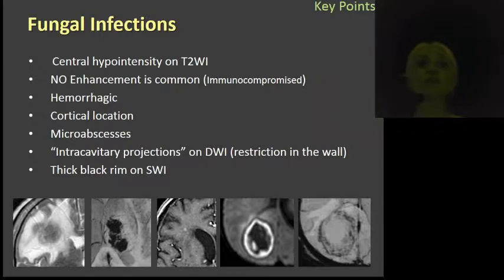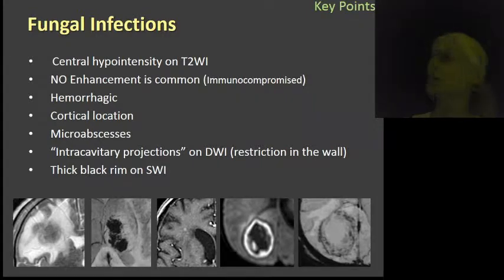This is my summary slide on fungal infections. They are centrally hypointense on T2. So even if you don't have diffusion, perfusion, anything, at least you have T2. If somebody asks you, is this fungal or bacterial? The first sequence that you should look at is the plain T2 weighted sequence. No enhancement will be common. Think about the immune-compromised patient, especially bone marrow and organ transplant patients. If it doesn't enhance, it can still be fungal.